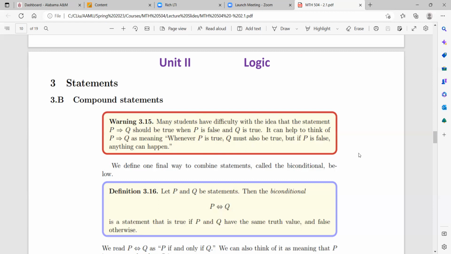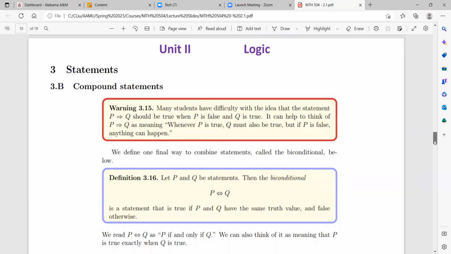The last compound statement is called the biconditional. It's just the conditional statement both ways. So given statements P and Q, the biconditional is P equivalent to Q. This two-sided arrow means P and Q are equivalent. And it is a statement that is true if P and Q have the same truth value and false otherwise.